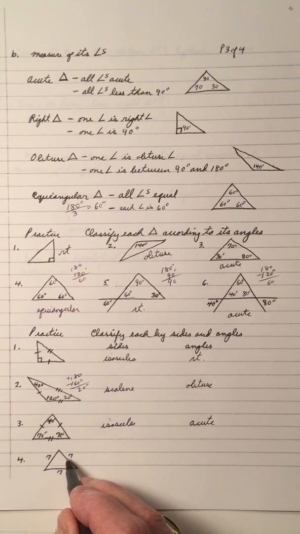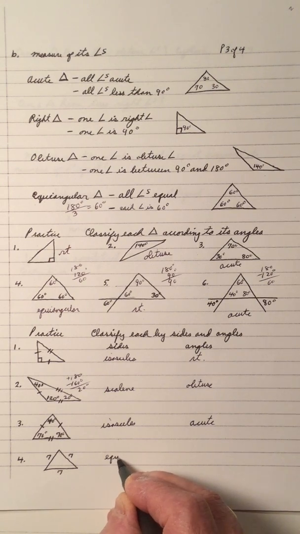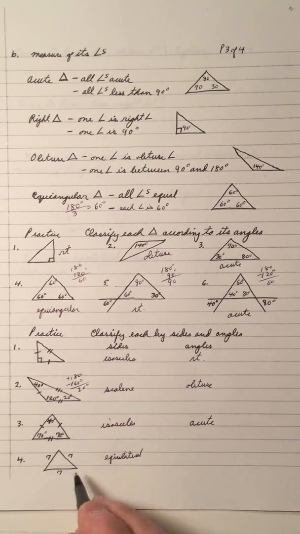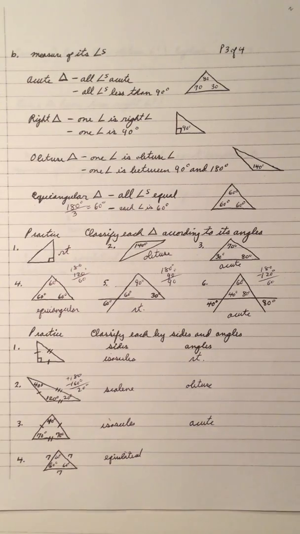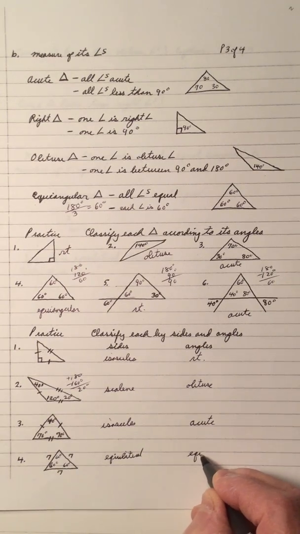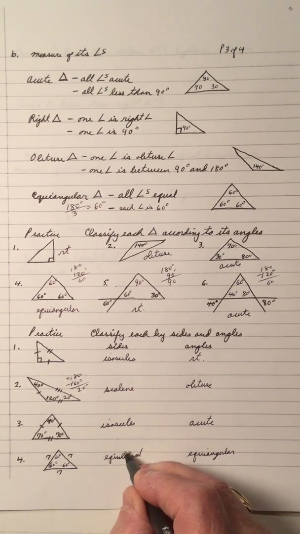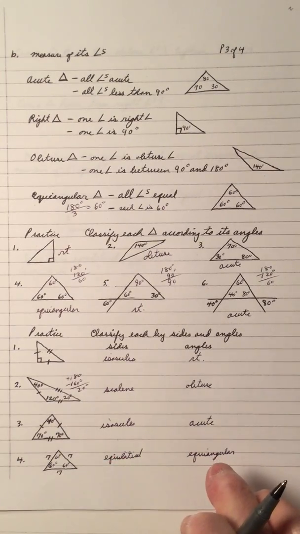Number 4, I got 7, 7, 7. All sides are equal, so it's E-Q-U-I-L-A-T, equilateral. And because all sides are equal, therefore all the angles are going to be equal. So that means these angles are 60, 60, 60. 3 sides equal, 3 angles equal. So that means it's equal, E-Q-U-I-A-N-G-U-L-A-R, equiangular. Just be careful. All sides equal, equilateral. All angles equal, equiangular.